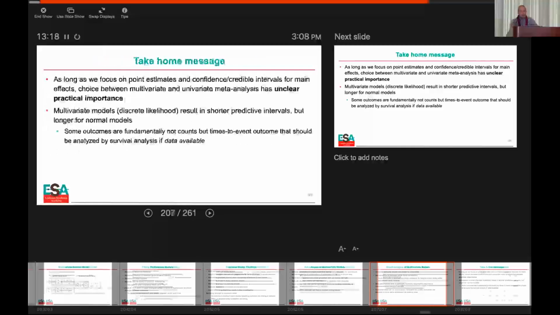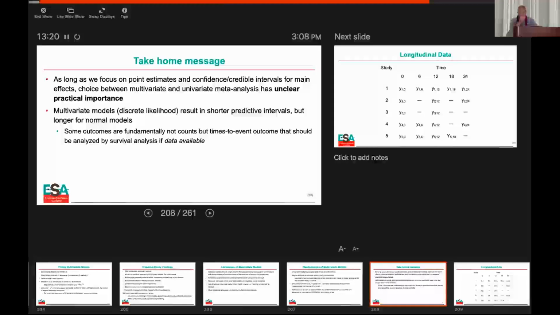So the take-home message from the work we've done is, as long as we focus on the point estimates and the confidence intervals for the main effects, it's unclear whether the choice between multivariate and univariate meta-analysis is of any practical importance. But multivariate models using a discrete likelihood, like for binary outcomes, generally result in shorter predictive intervals, but they might be a little bit longer for normal intervals.